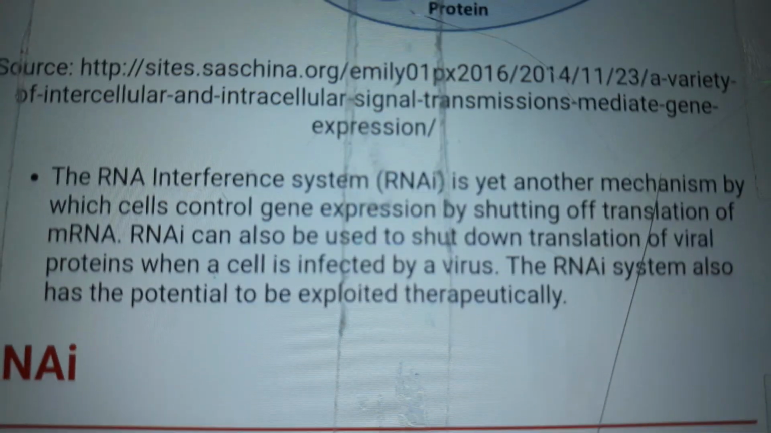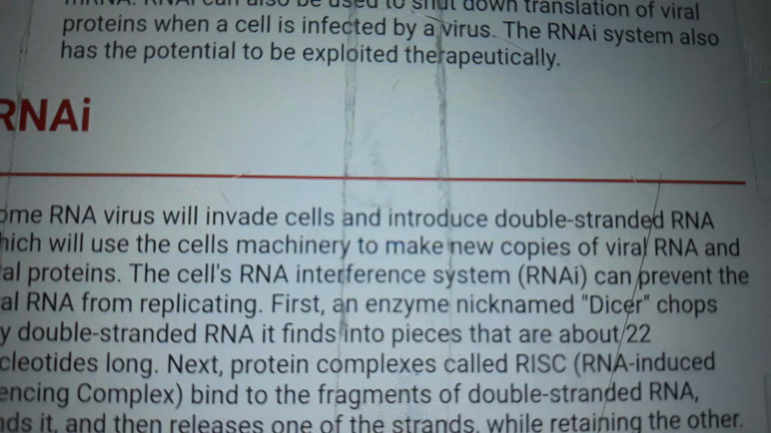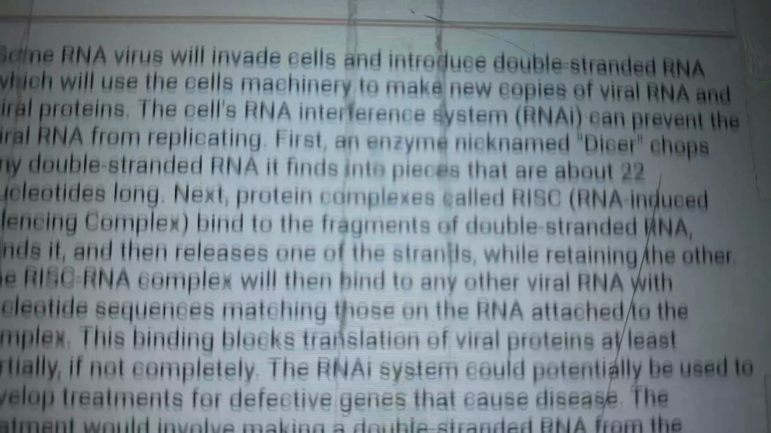Going into the subject matter again, the RNA interference system, RNAi, is yet another mechanism by which cells control gene expression by shutting off translation of mRNA. RNAi can also be used to shut down translation of viral proteins when a cell is infected by a virus. The RNAi system also has the potential to be exploited therapeutically.